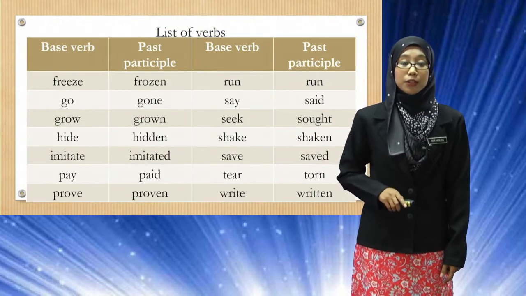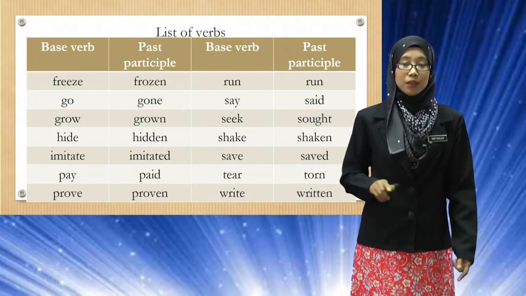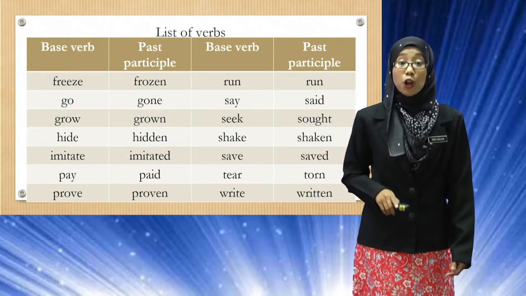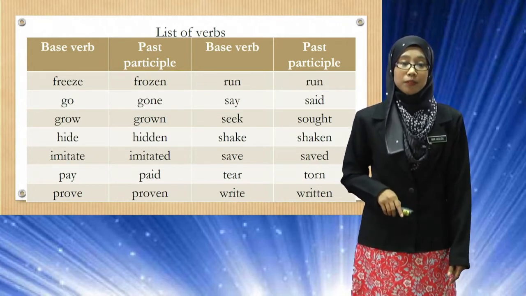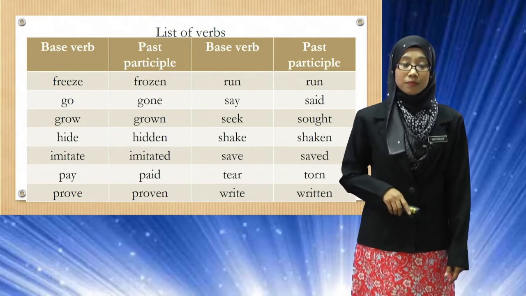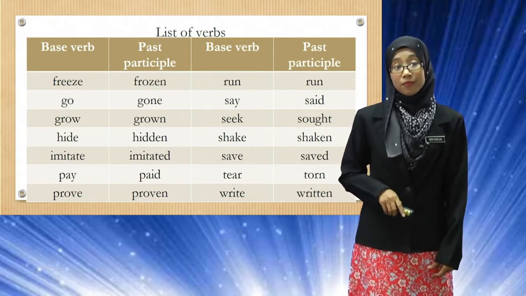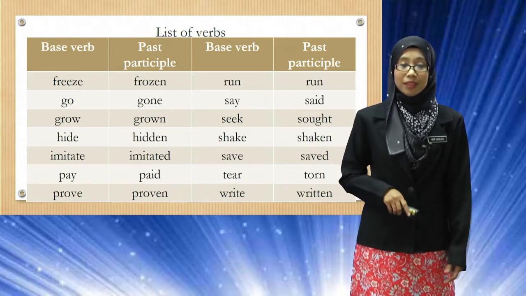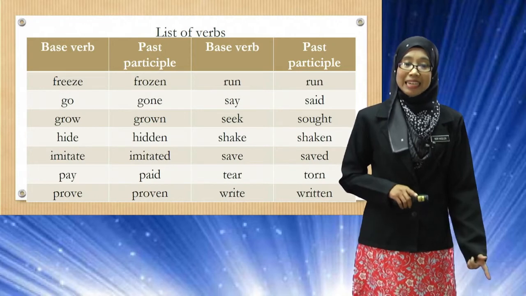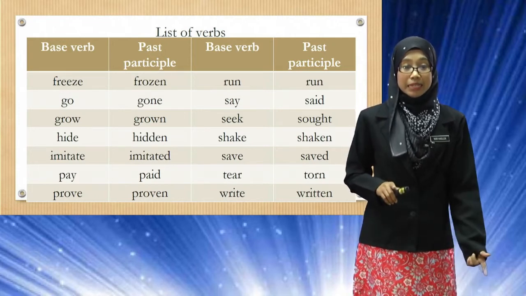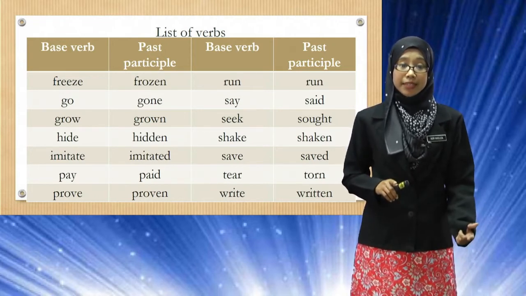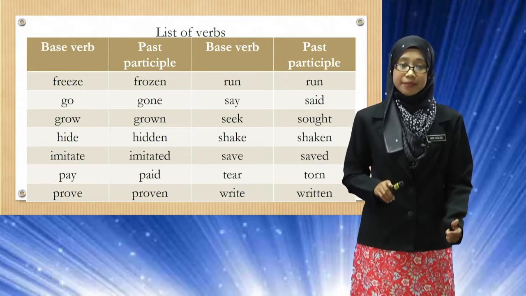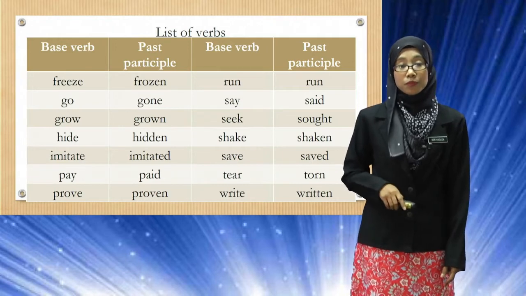Okay, let's continue. We have freeze. It will become frozen in past participle. Go, gone. Grow, grown. Hide, hidden. Imitate, imitated. Pay, paid. Prove, proven.